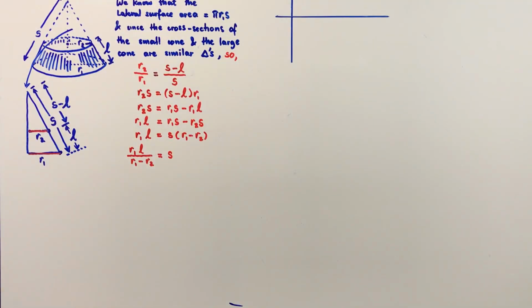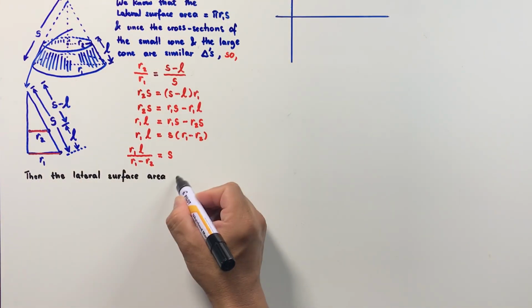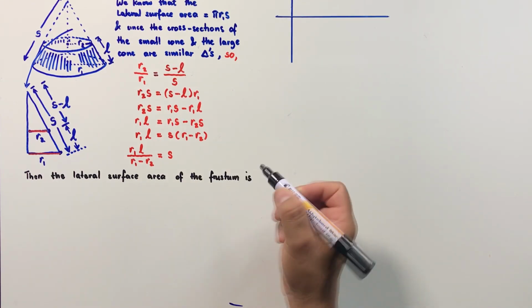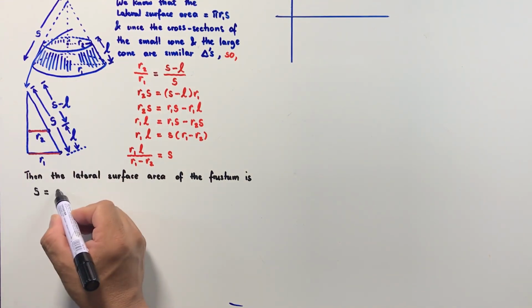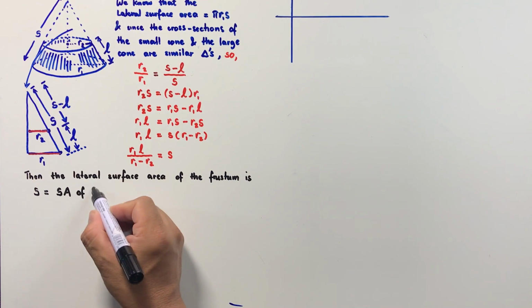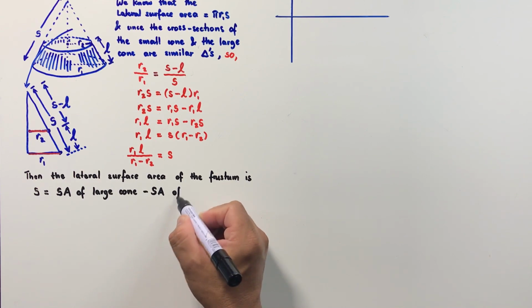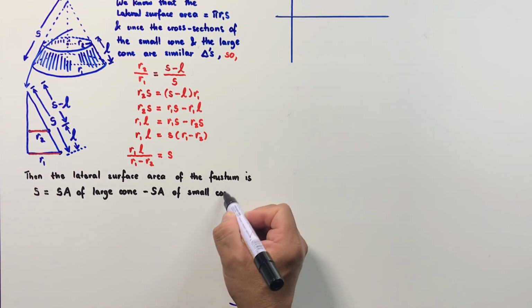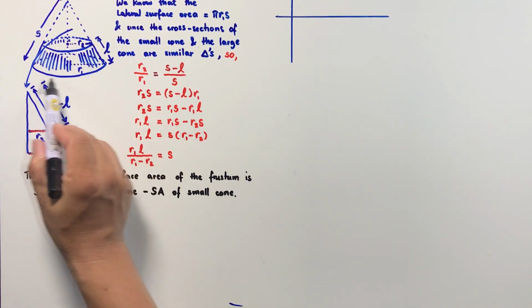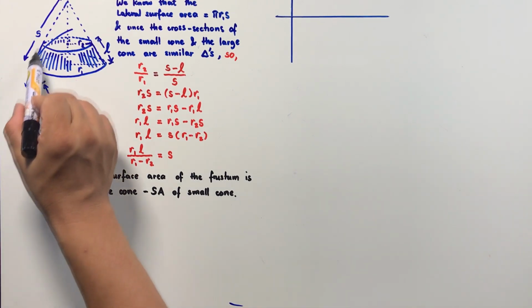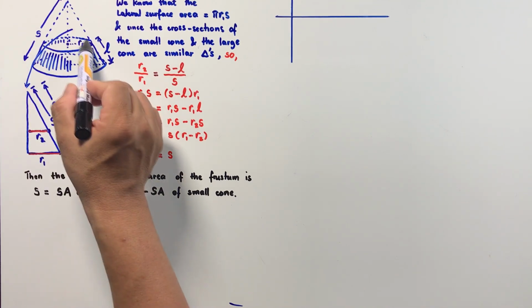With this, we can find the lateral surface area of the frustum, which is equal to the lateral surface area of the large cone, the whole cone, minus the surface area of the small cone. Common sense would tell you that the surface area of this frustum is the surface area of the whole cone minus the surface area of this smaller cone at the top.